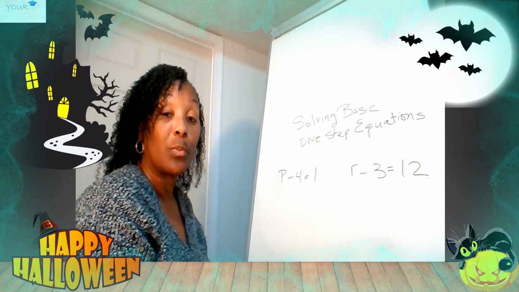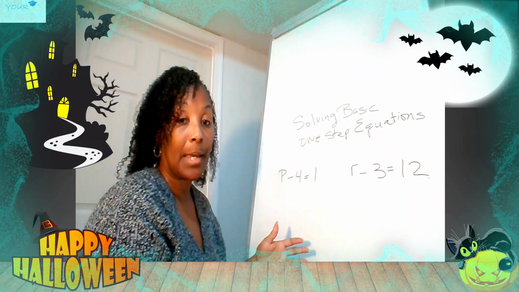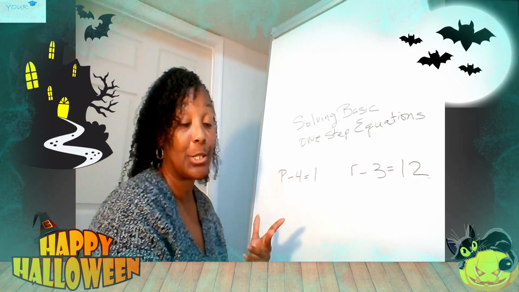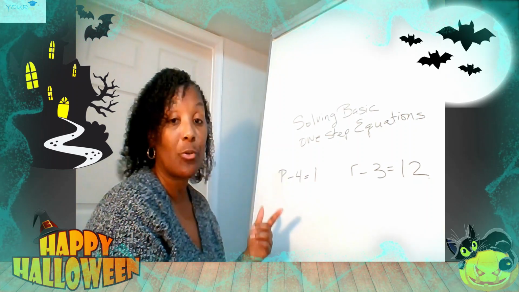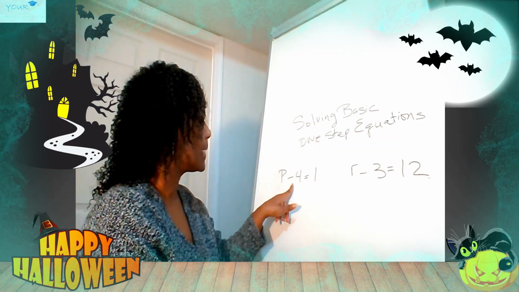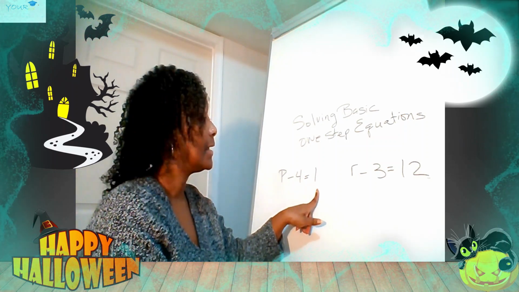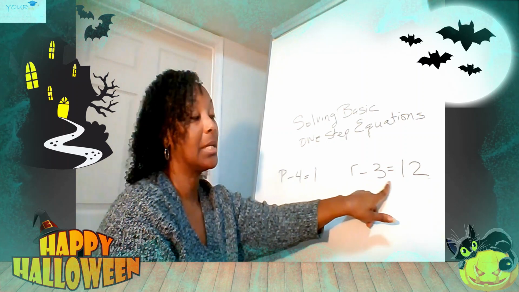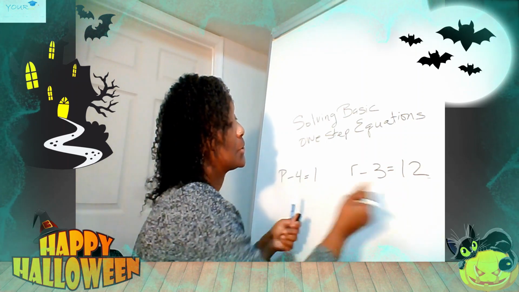Okay, so now let's look at two more examples. In our previous examples, we actually looked at addition. So here we're going to look at subtraction. So here we have p minus 4 equals 1. And the other one we have r minus 3 equals negative 12. This should be a negative 12.